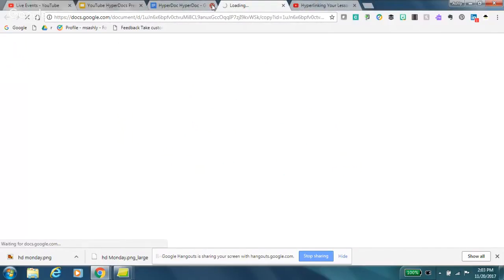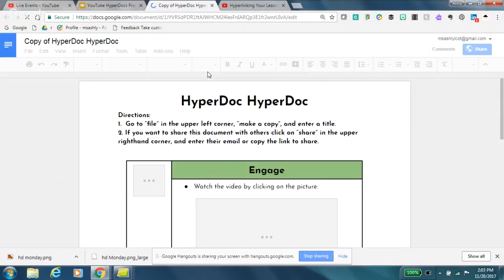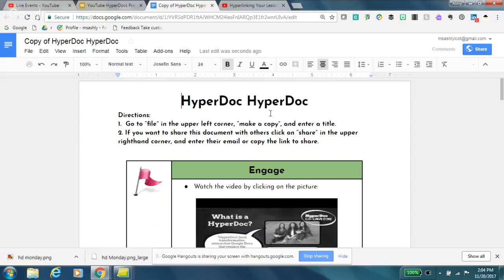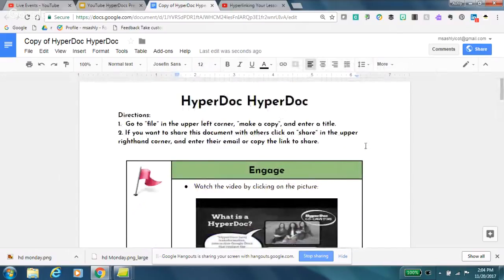I usually recommend to my students to always exit that initial tab so that they don't get confused between tabs. You're going to notice as we go through this that you're going to have a lot of tabs open. So usually after each step, I recommend to my students to go ahead and exit out of that tab. Otherwise, they end up with about 20 tabs up there. Now that I've made a copy, I'm able to type on my document, because as I go through each step, I'm constantly going back to my HyperDoc because I'm interacting with the document.